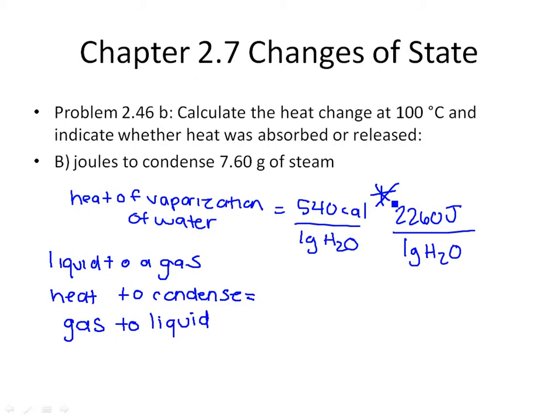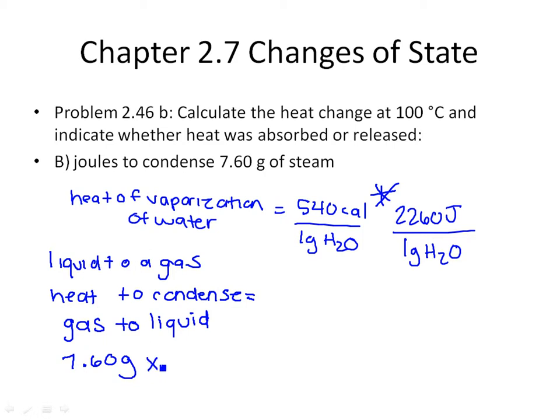We want to calculate the heat change and indicate whether heat was absorbed or released. We'll talk about that in the end. First, the heat in joules to condense 7.60 grams of steam. Since we're going to condense, we automatically think of the heat of vaporization. Condensing, we're going from a gas to a liquid, and steam is our gas.